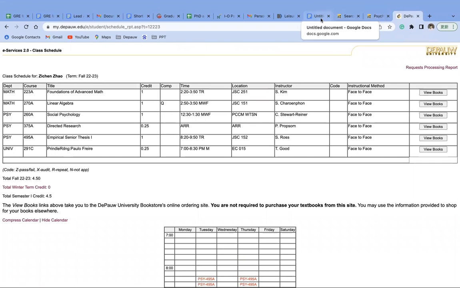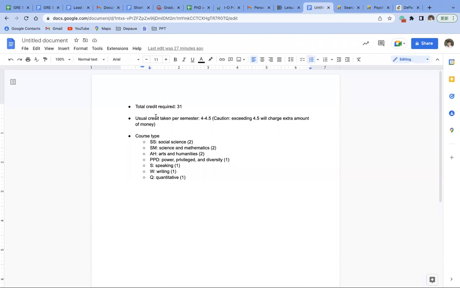The next thing I want to talk with you about is the total credit, meaning how many credits you need to take to fulfill your graduation. 31 is the minimum requirement if you want to successfully graduate from DePauw, which means about 4 credits per semester, because there will be 8 semesters. A typical undergraduate duration is 4 years. So it's completely feasible to take 4 credits per semester in order to graduate. Just don't feel stressed.